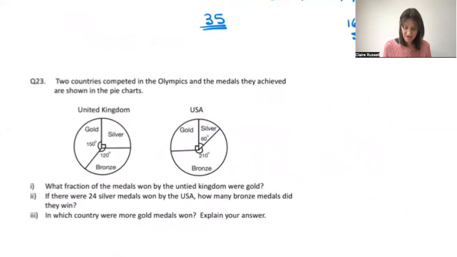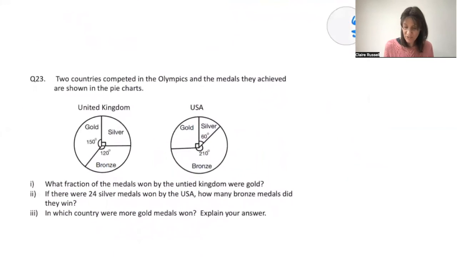All right, there you go. I want you to hit pause, have a think about that. Remember, what do I know? How can I use it? And then press play when you're ready.